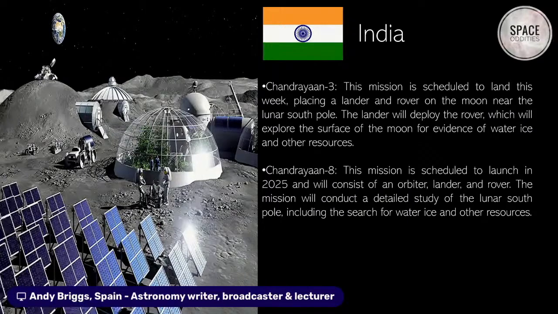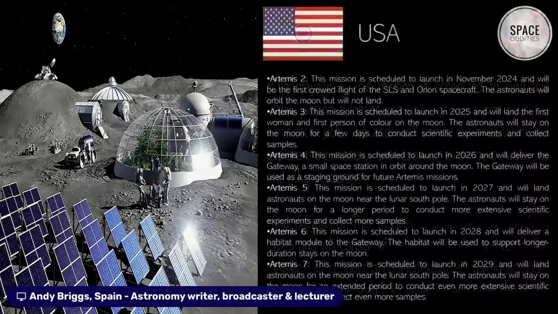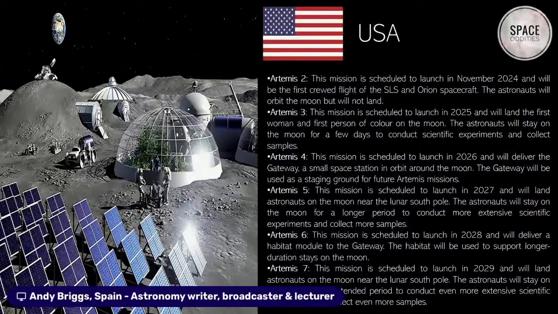numbering has changed so much, but it's scheduled to launch in 2025. And like Chandrayaan-3, it will consist of an orbiter and a lander and a rover. And they're going to conduct a detailed study of the lunar South Pole, including the search for water, ice, and other resources. The USA has got the Artemis project, and it's all mapped out.